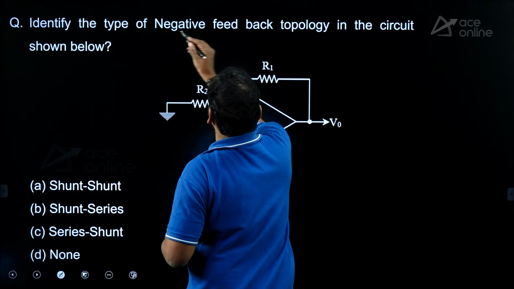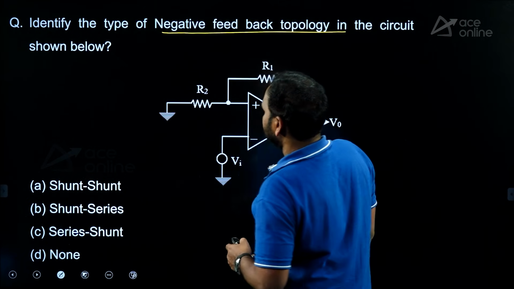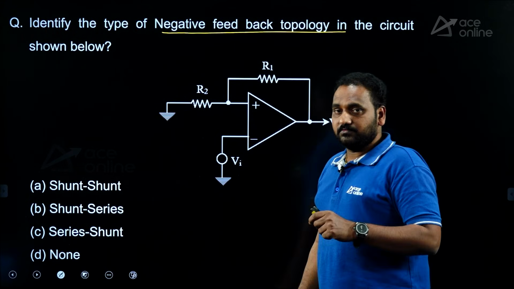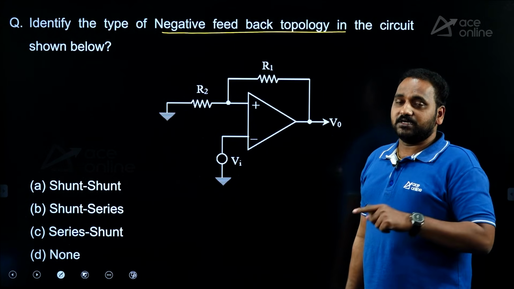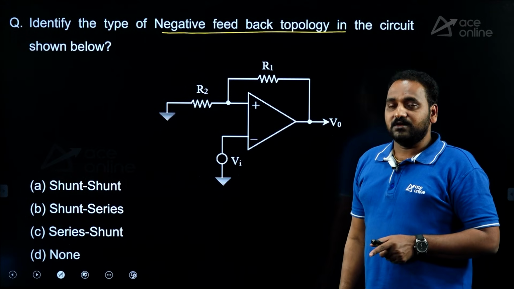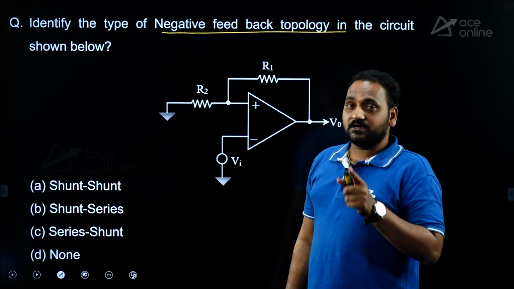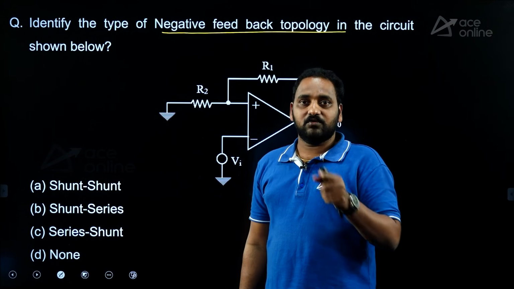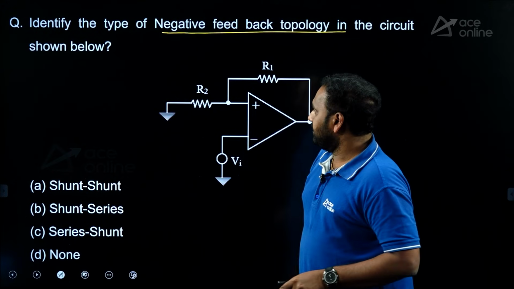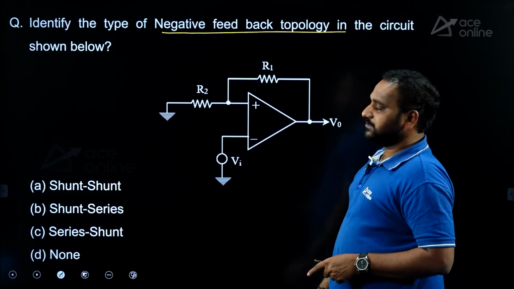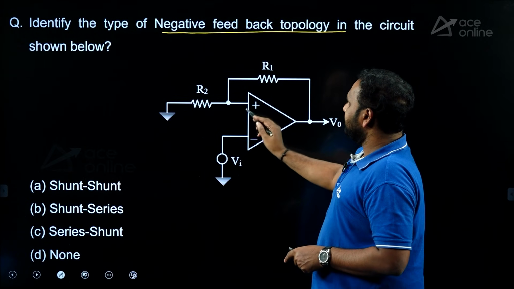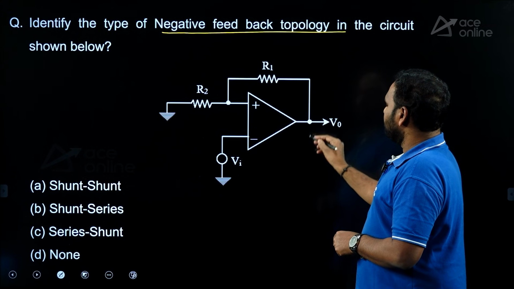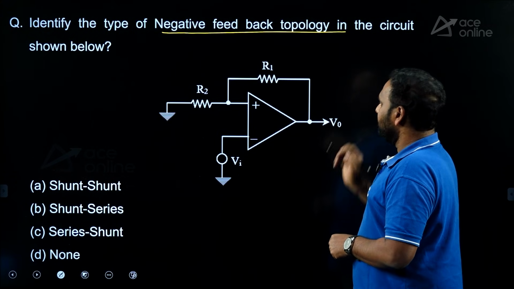Identify the type of negative feedback topology in the circuit shown below. The question is given very clearly, negative feedback. While we are only finding the topology: shunt-series, series-shunt, voltage control voltage source, voltage control current source, current control current source, current control voltage source, based on how the feedback network or elements are connected at input and output, how they are sampled and mixed. By looking at this, students directly apply the shortcut. Sir, this is a feedback network connected at input, and at output, directly connected to the output node, or if I connect ground to the output node, it is going to be 0. So, it is a voltage sampling.